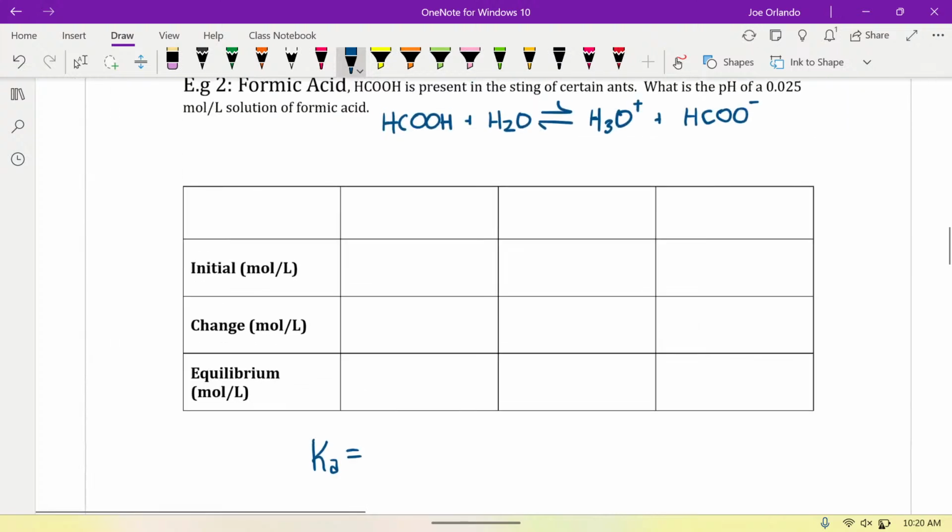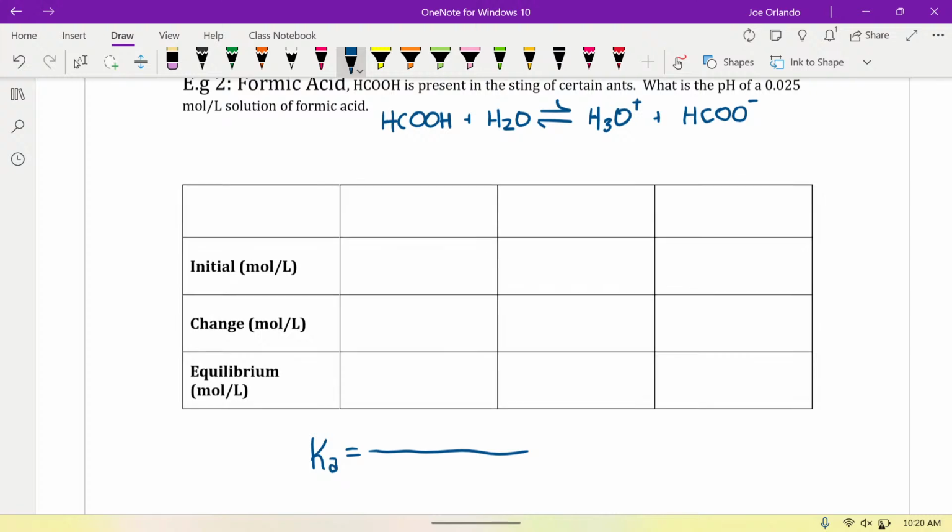Now, when we go to write a Ka statement for this, lowercase a, what will our Ka statement be? What goes on the top? Concentration of H3O plus and HCOO minus, that conjugate base, which we'll talk about in a minute. What goes on the bottom? Do we put the H2O on the bottom? No. It's folded into Ka. You could put it there, but then you'd just call this Keq, and you'd have to look up a different value. Ka has that water concentration built into it. So we don't have to worry about it.